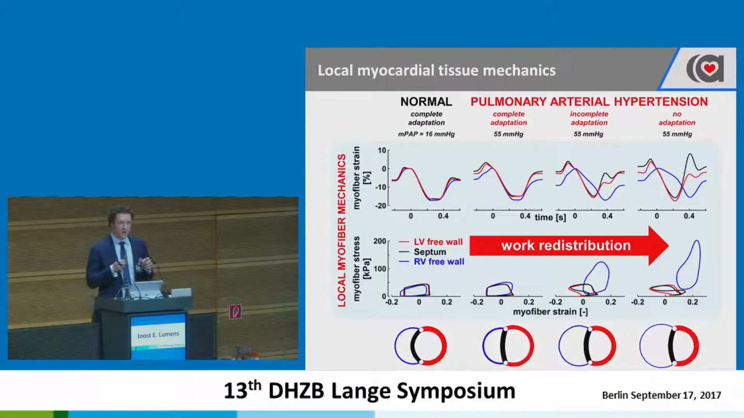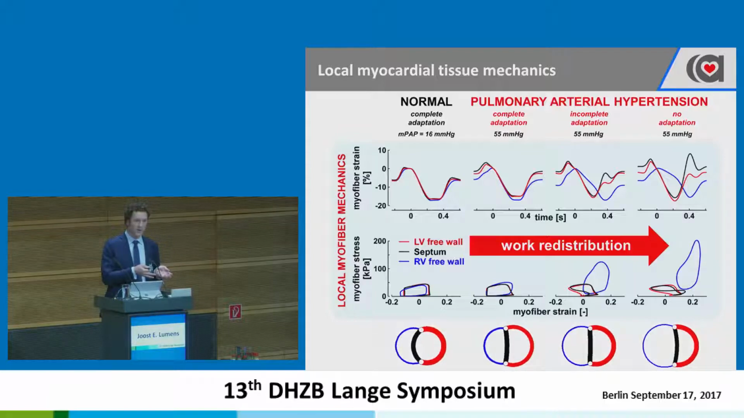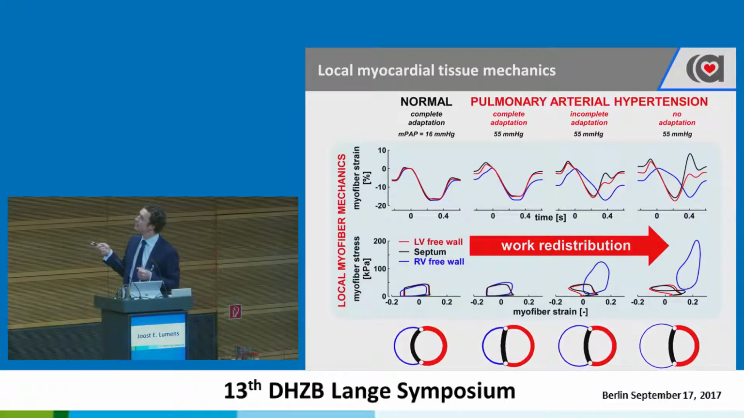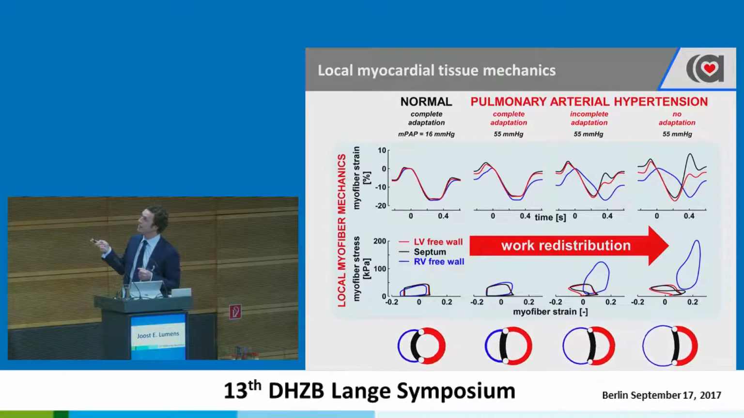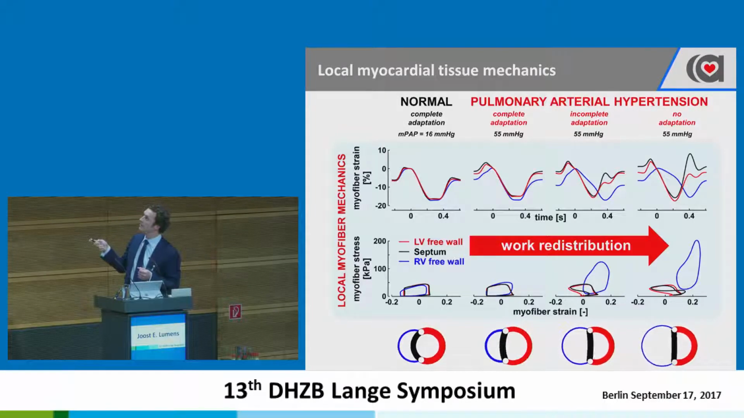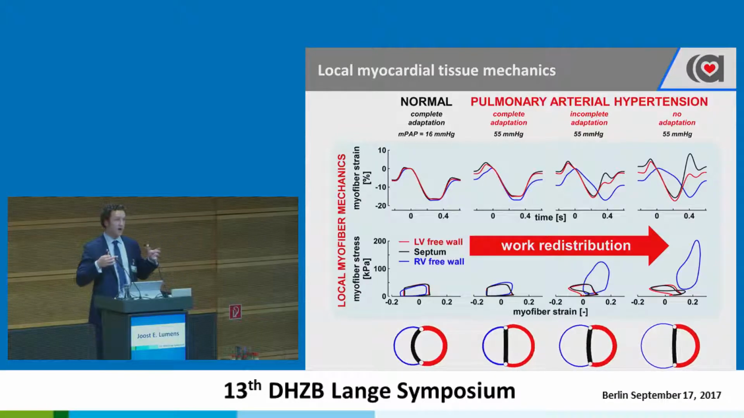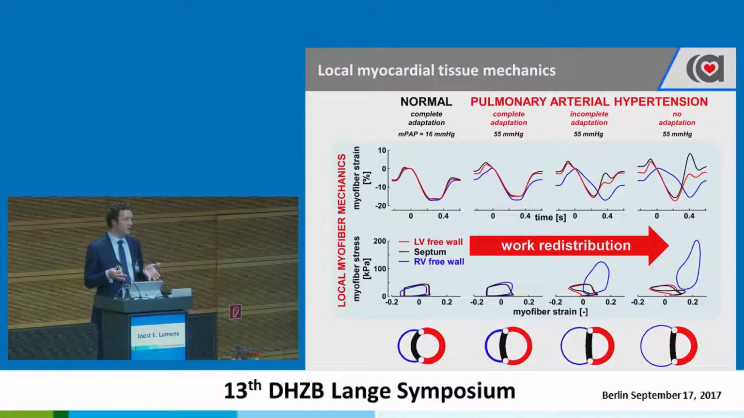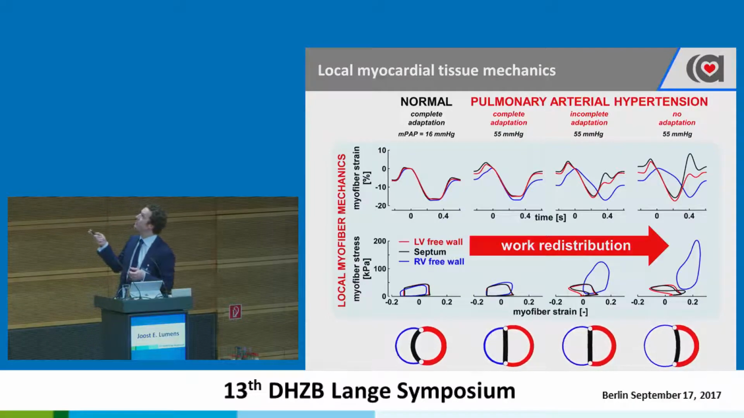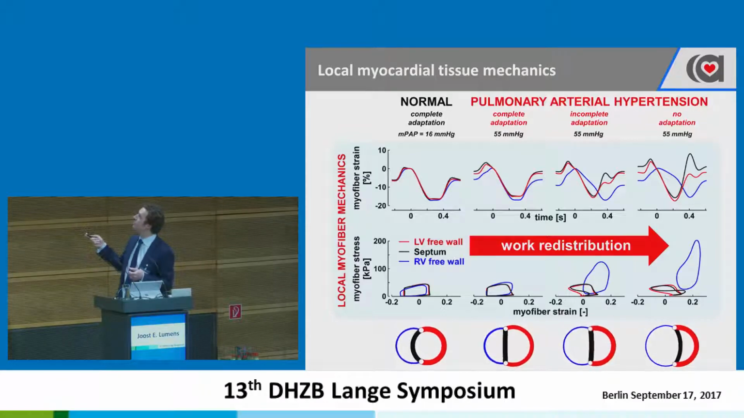So now, looking a bit deeper in the tissue function, we see this, and that is that this is strain, so this is shortening and lengthening, ejection and filling. In the completely compensated heart, those strains remain rather homogeneous, uniform. If we decompensate, the RV is loaded much more than the LV and the septal tissue. And that is what you see here.